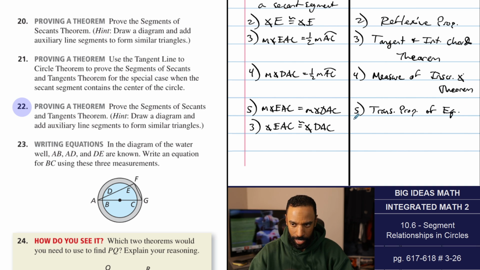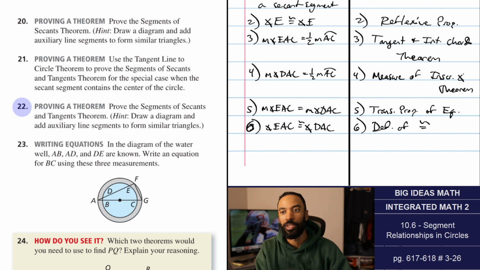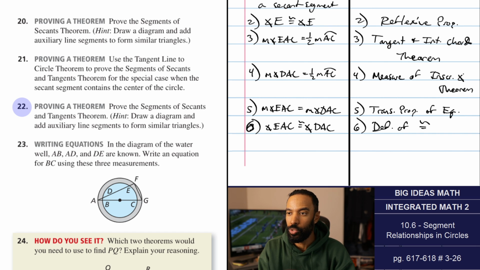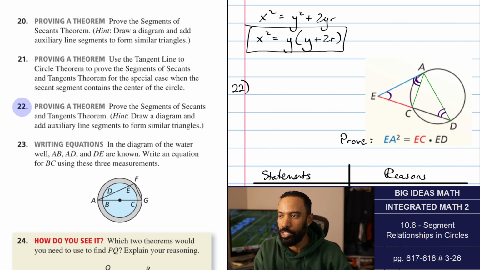And then finally, by definition of congruence, statement 6, these two are congruent. If these two are equal to each other, the measures are equal, then the angles are congruent. So I do have 2 sets of congruent angles in 2 different triangles. So take a look at where these triangles are.